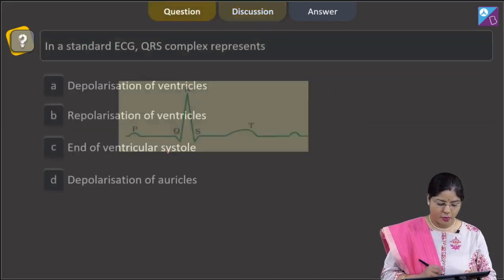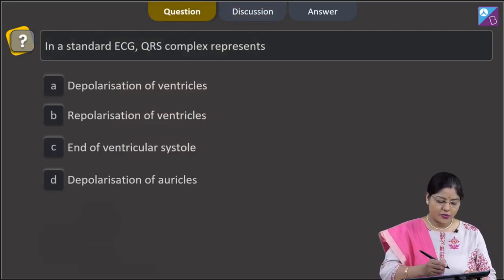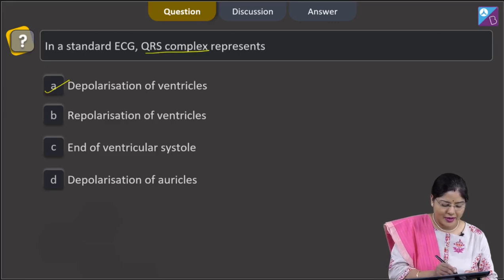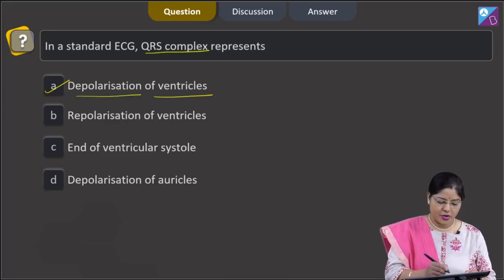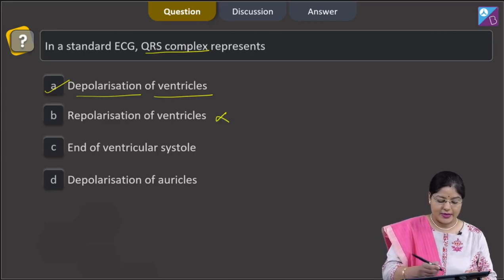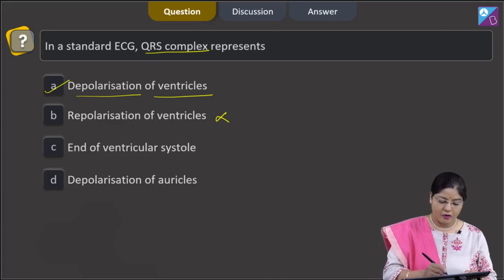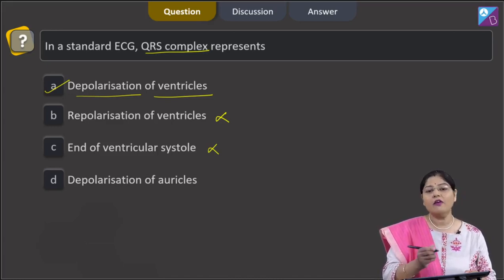Now again come to the options. First option, depolarization of ventricles. This is correct. QRS complex indicates depolarization of ventricles. Second option, repolarization of ventricles. This is incorrect because it is represented by T wave in a standard ECG. Third option, end of ventricular systole. This is also incorrect because end of T wave demarcates the end of ventricular systole.